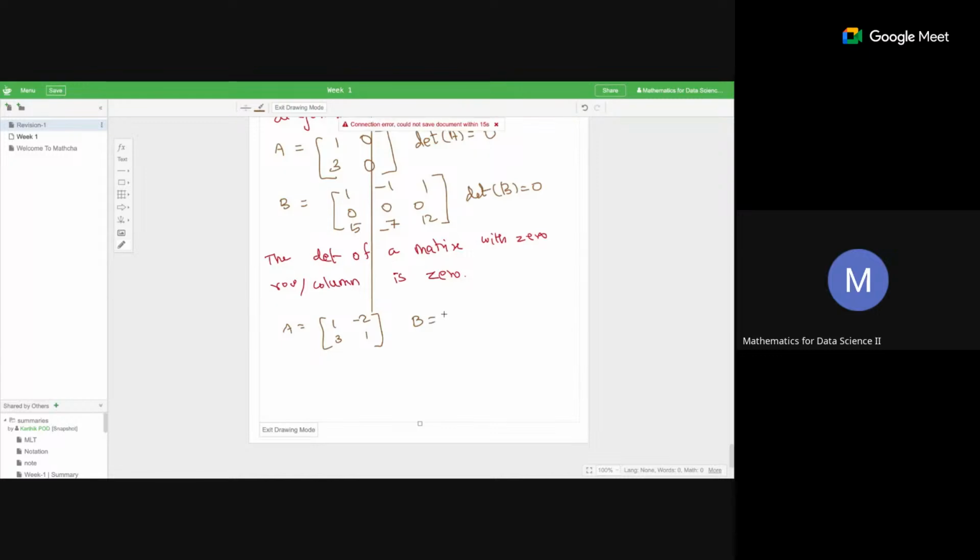So what is A? A is 1, minus 2, 3, 1. B is 2, 1, 0, 1. Okay, so now can you compute the determinant of A? 1 plus 6 is 7. And what is the determinant of B? 2. Now can you compute quickly what is A into B?